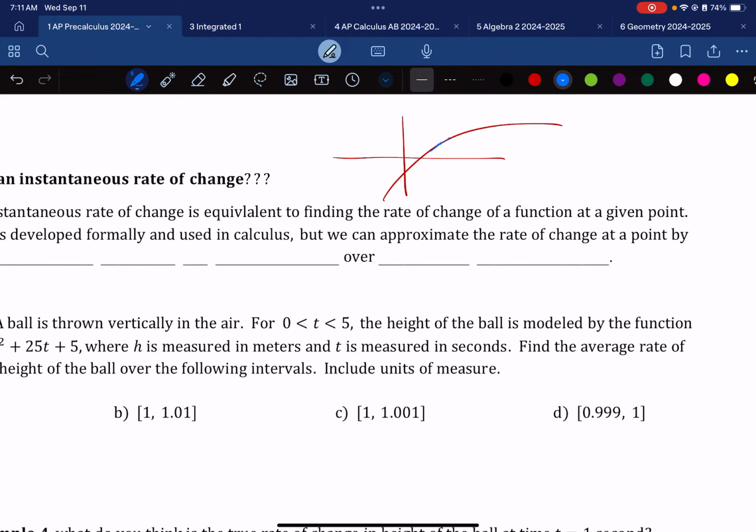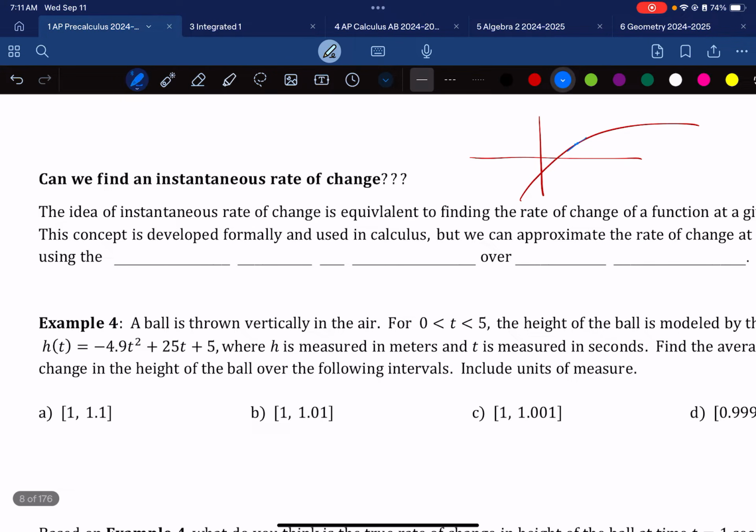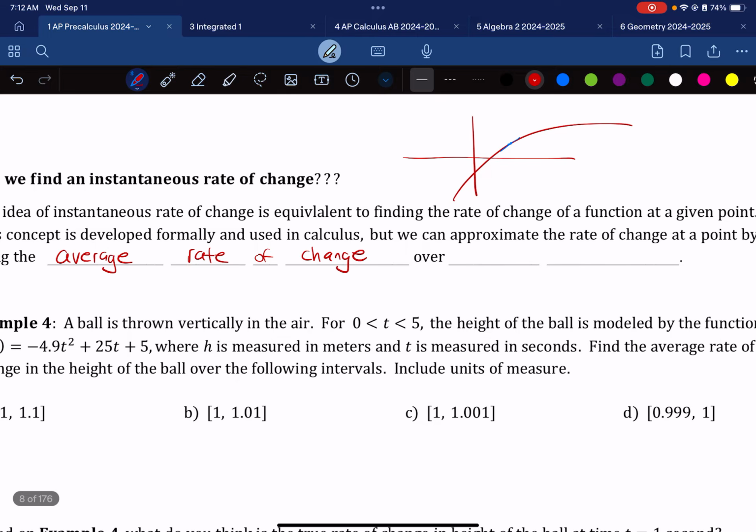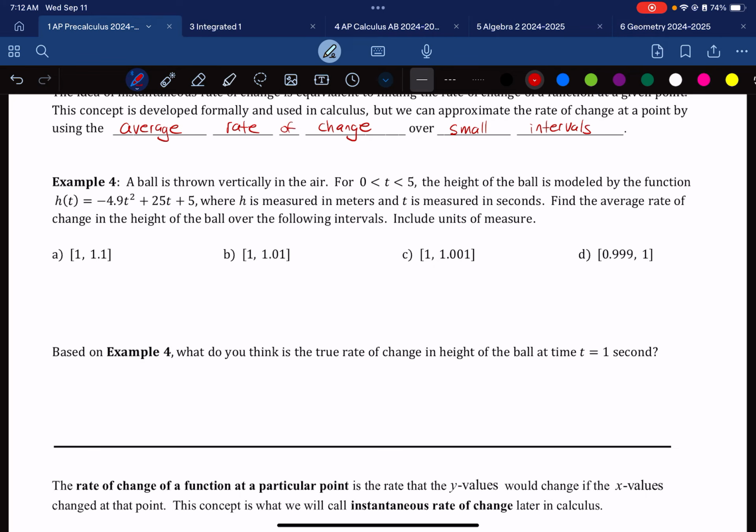So we can approximate the instantaneous rate of change if we take the points close enough. We can say using the average rate of change, aka the slope, if you use the slope over small intervals, that will turn it essentially into a 1 point slope as opposed to a 2 point slope. So let's go ahead and see an example of what that would look like.